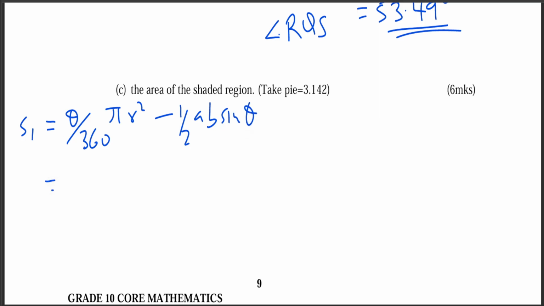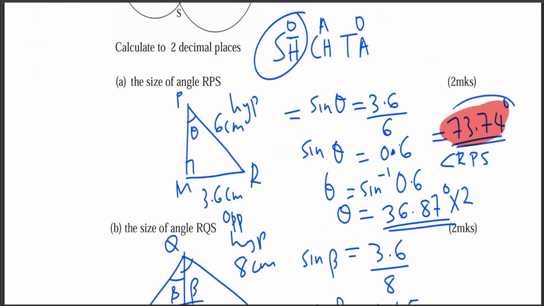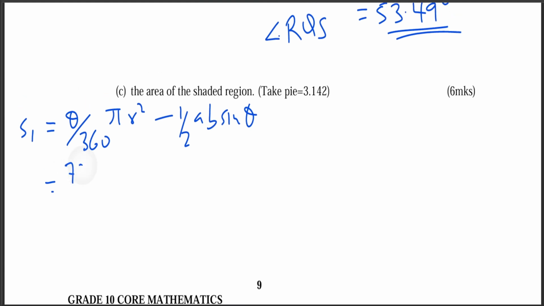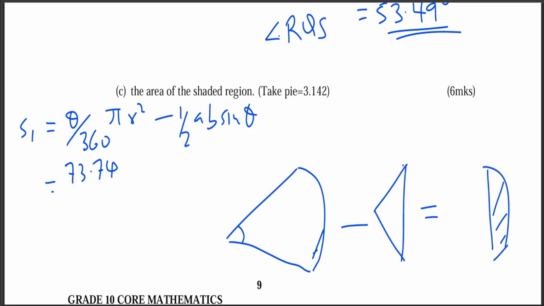So theta yako ni ile angle yetu ya kwanza tuliyopata, na ile ni 73.74. Sawa. So kuna kitu kama hii. So this is our sector. And then we have this shaded one. So kupata hiyo shaded, lazima mwanzo utafute area of a sector, then you minus the area of a triangle, ndio sasa itakupa ile segment yenyewe ambayo unataka.